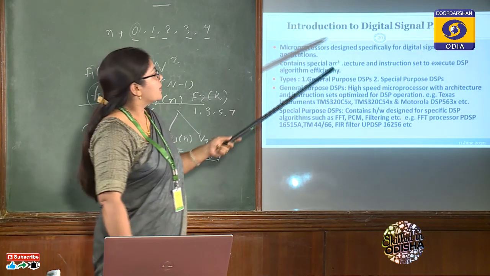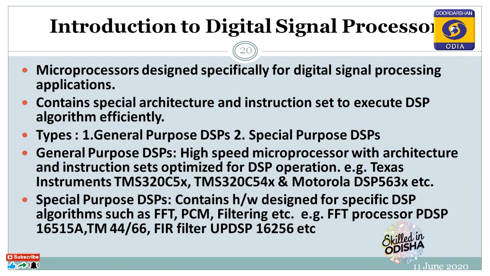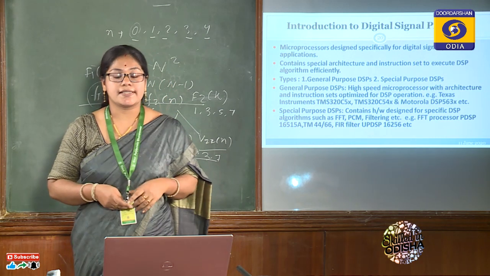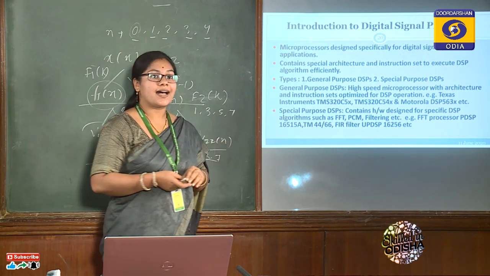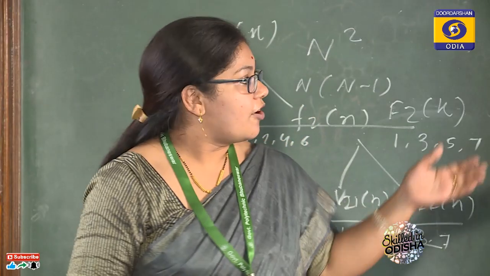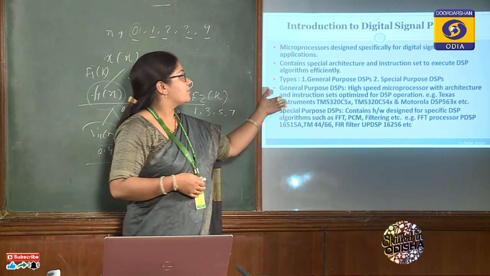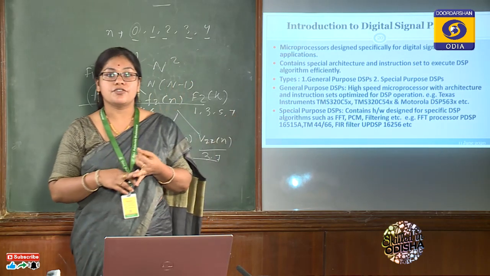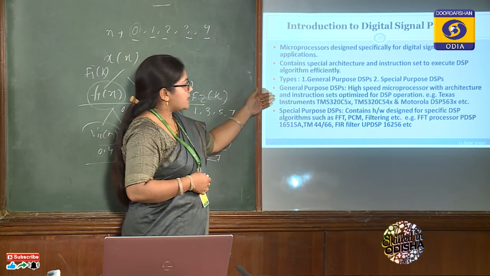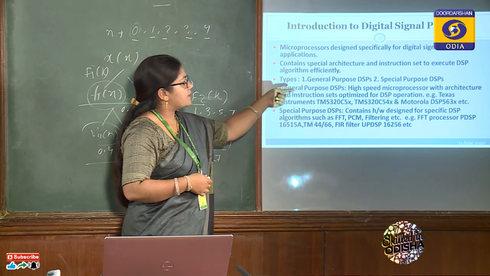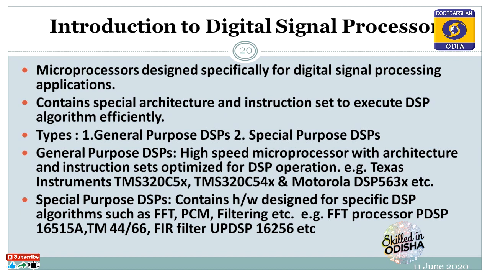Now next is the introduction to the digital signal processor. What is the difference between a general purpose processor and a DSP processor? General purpose processors are not designed for operations like FFT, convolution, and filtering. But digital signal processors have optimized hardware for all these operations. So how are they differentiated? One is general purpose DSPs and the next is special purpose DSPs.